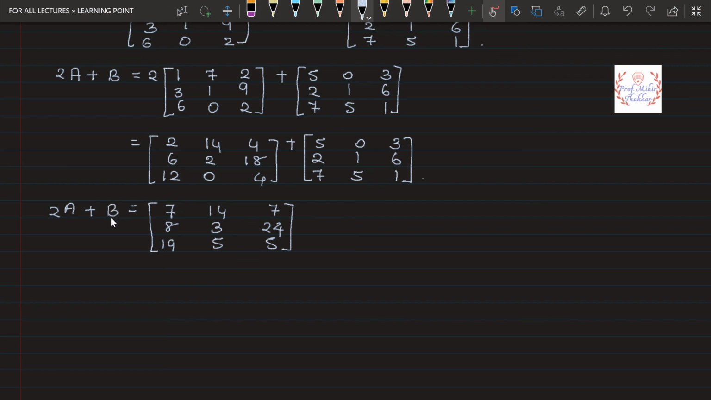In case if you are asked to subtract the values, just as we added, we can subtract them too, simple, okay.